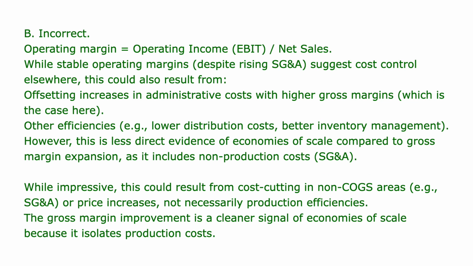B. Incorrect. Operating margin definition: operating income, EBIT, divided by net sales. Stable operating margins could indicate cost control in areas other than SG&A, potentially offsetting administrative cost increases with higher gross margins or other efficiencies. Gross margin is a clearer indicator of economies of scale as it focuses solely on production costs, unlike operating margin, which includes SG&A.